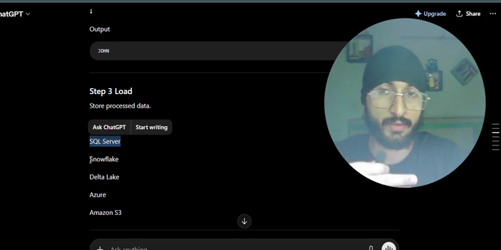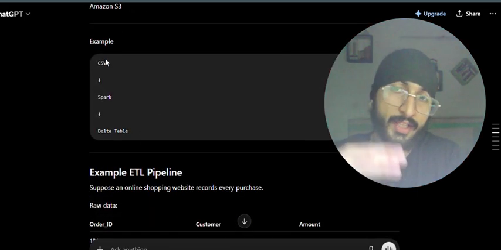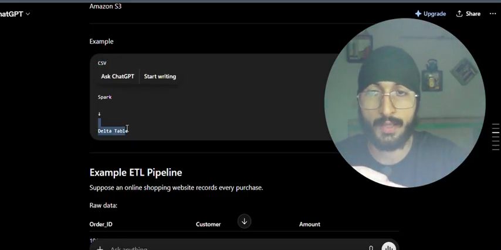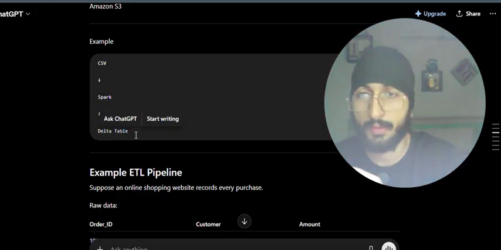And then loading is storing this processed data. For example, in SQL Server or Snowflake, Delta Lake, Azure, or Amazon S3. So basically from CSV to Spark to Delta table. That's basically ETL, extracting, then transforming here, and then loading.